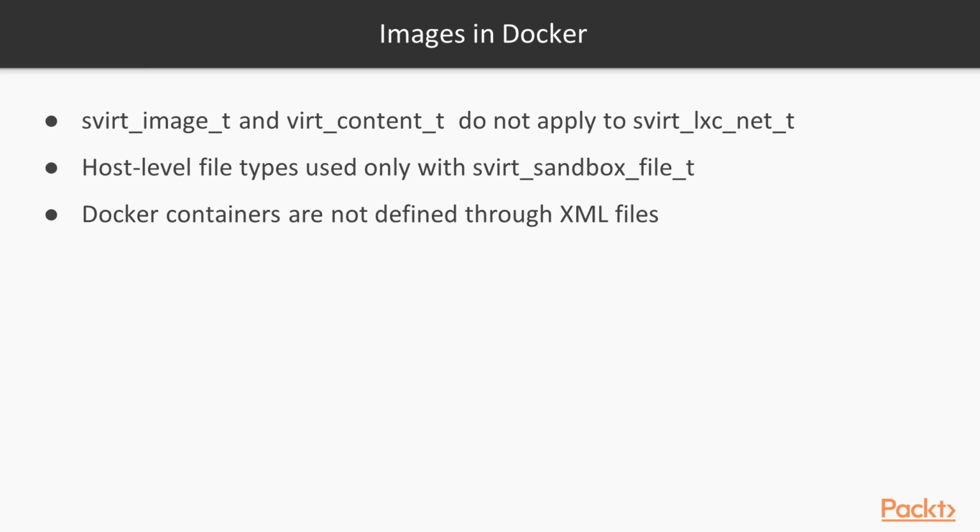As Docker does not use the same concept of images as higher virtualization technologies, those supported through libvirt, the image-related types such as svirt_image_t and virt_content_t do not apply to the svirt_lxc_net_t type enforcement. Instead, host-level file types are used, with only the svirt_sandbox_file_t type being explicitly used for resources that can be fully managed by a container. Unlike libvirt, Docker containers are not defined through XML files. Changing SELinux controls on containers is handled through the command line.